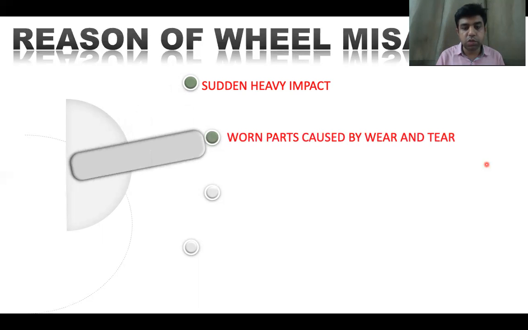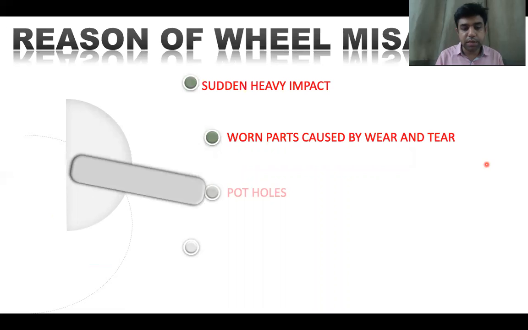Second is due to worn parts caused by wear and tear. As our entire automobile is subjected to moving and the transmission of a lot of mechanical forces, obviously the chances of wear and tear are high, and this can lead to a worn out condition. If these parts are not timely replaced or maintained, then it can lead to wheel misalignment.